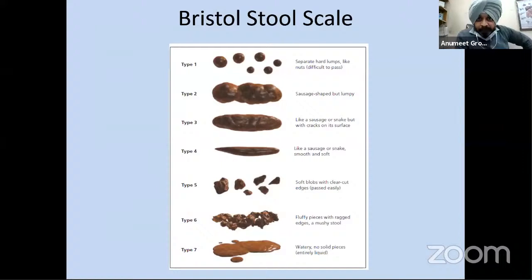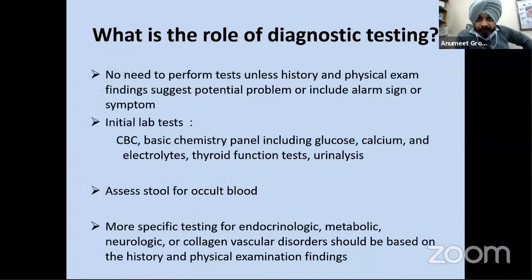What is the role of diagnostic testing? If we have done history and physical examination thoroughly, very few tests are needed. More importantly the CBC, that we should know the hemoglobin. Glucose, that I told you, to rule out secondary causes of constipation. Very important is the stool for occult blood.